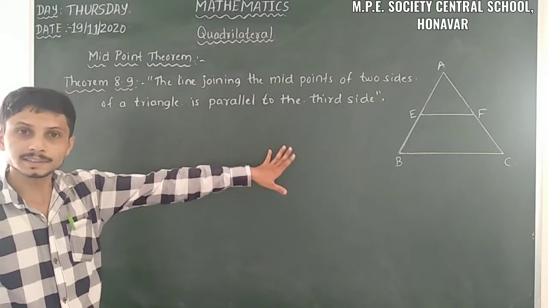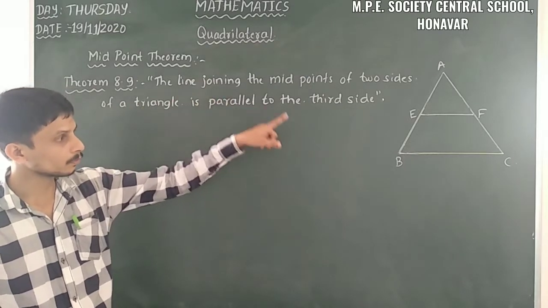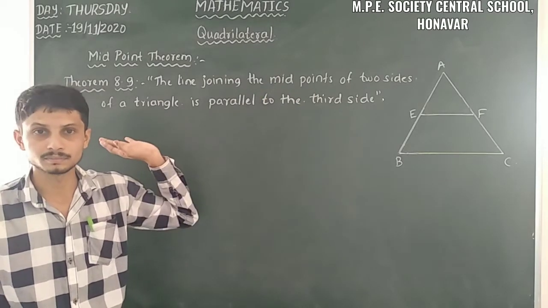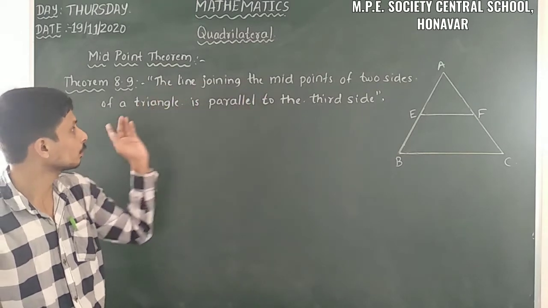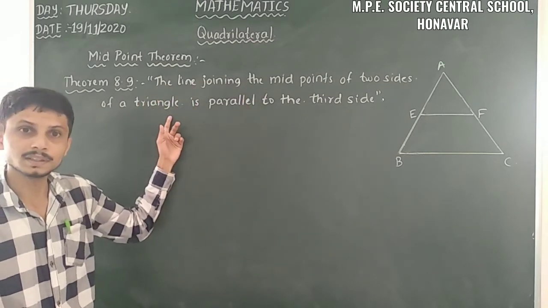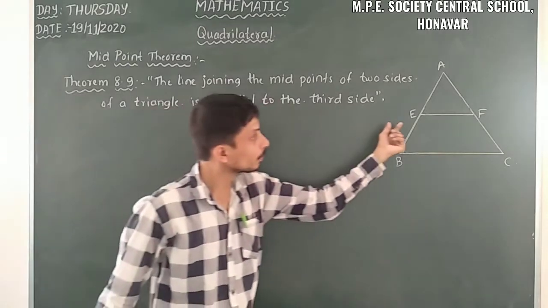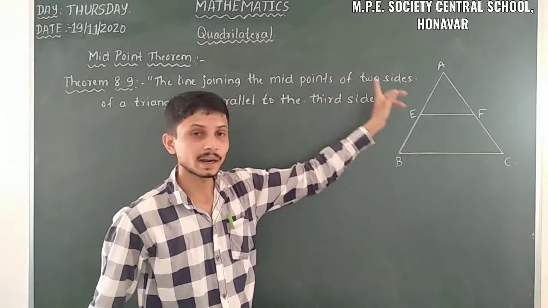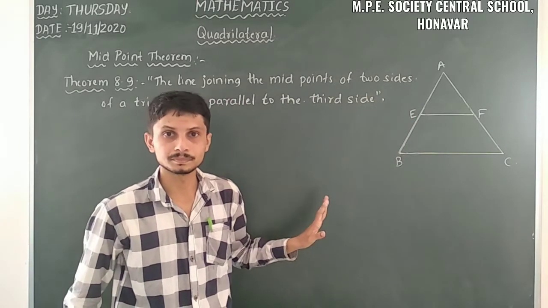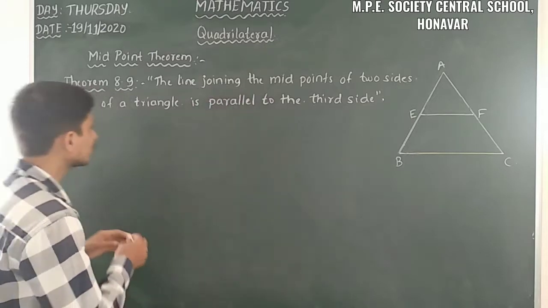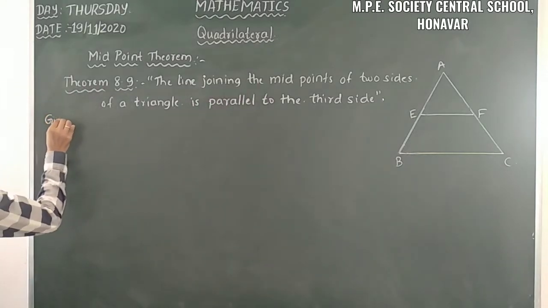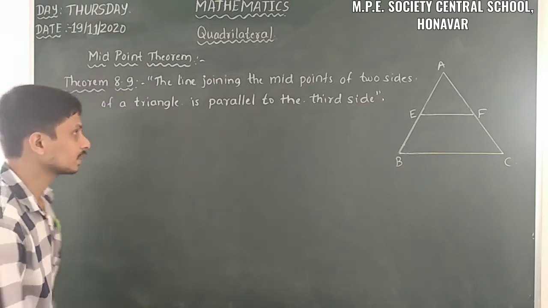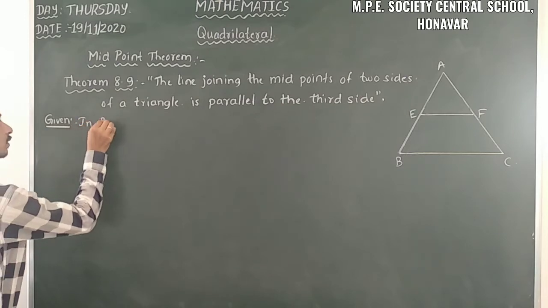So here it is given that E is the midpoint of AB and F is the midpoint of AC. We can take that. That means here it is given the line joining the midpoints of two sides of a triangle. It means that line is made up from these two points, the midpoints of AB and AC respectively. Let us take the given. What are the given? We have to write first. Given.